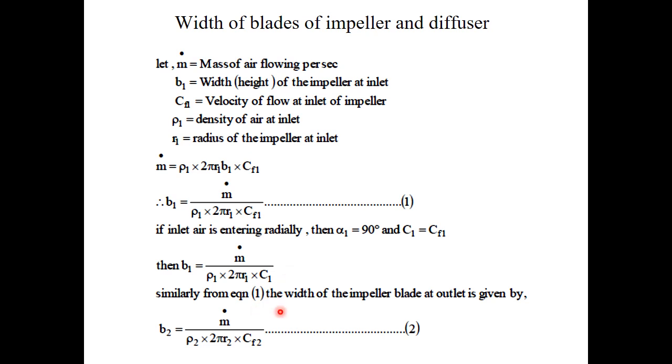Now similarly, from equation 1, the width of impeller blade at outlet is given by, instead of B1 we can write B2 equal to m dot divided by rho2 into 2 pi r2 into Cf2, which we name as equation number 2.